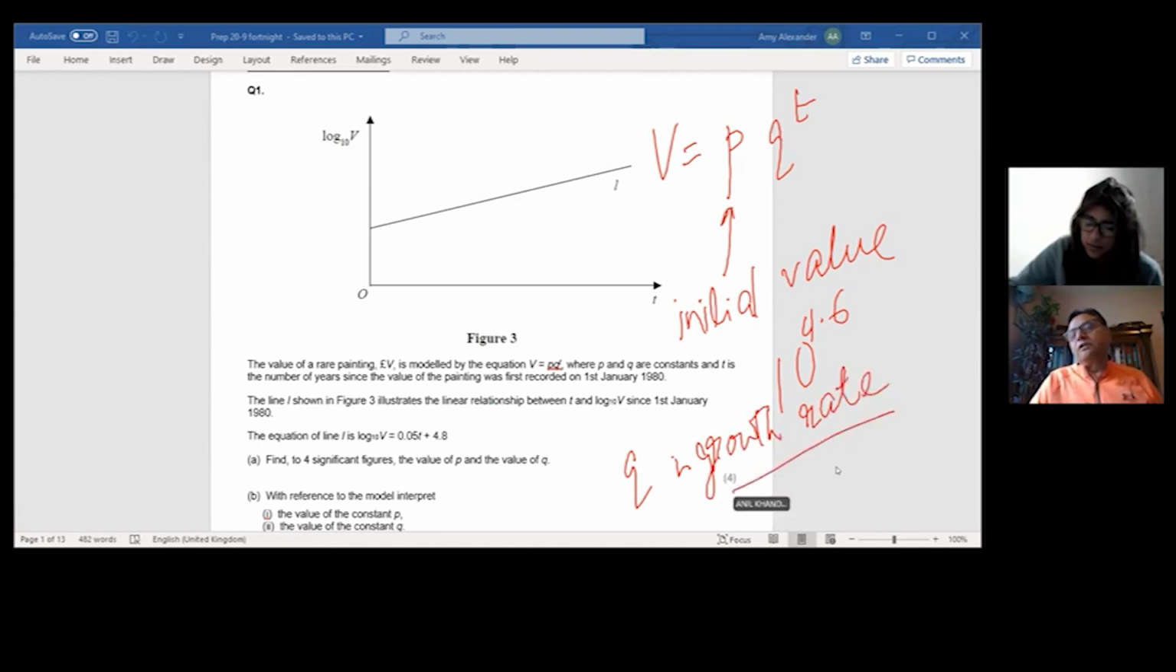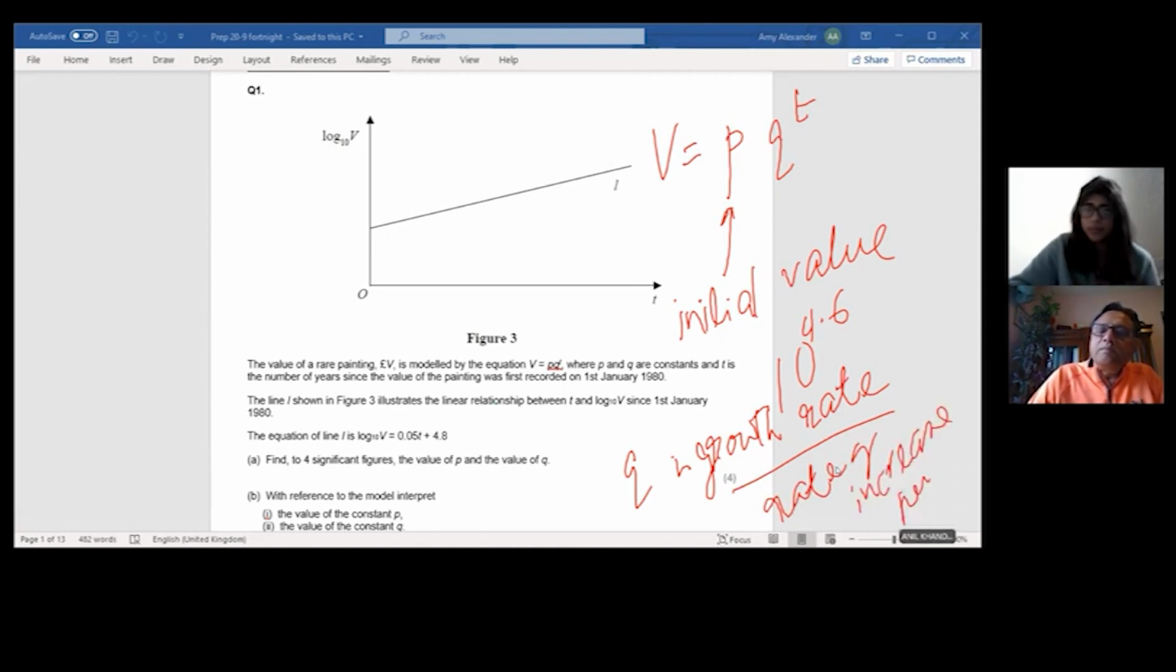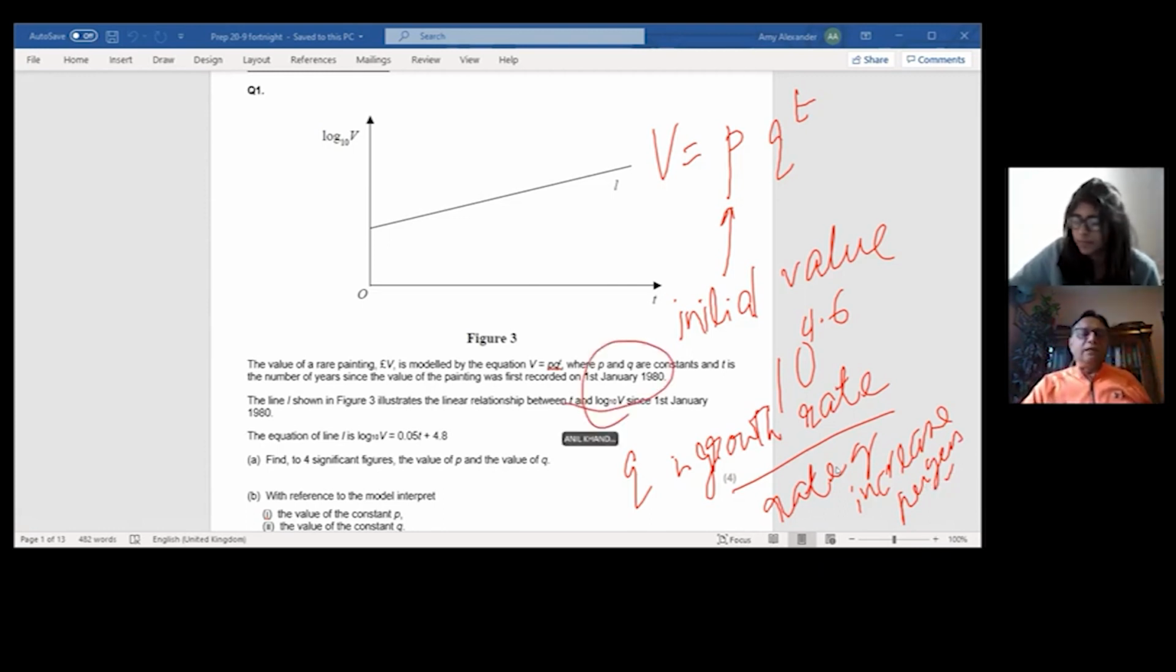Growth rate or rate of increase of this particular painting cost, right? Growth rate. Or rate of increase, you can say. Per year. Per year after 1980. Correct. That is how you'll interpret. So is this clear to you?